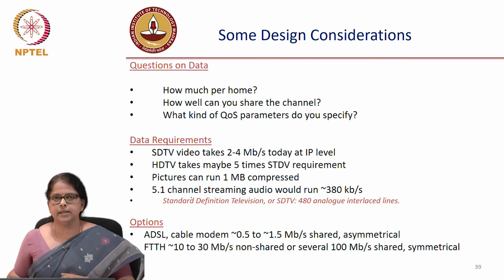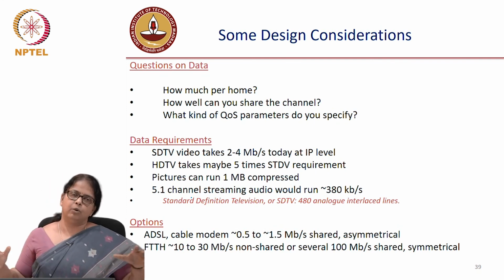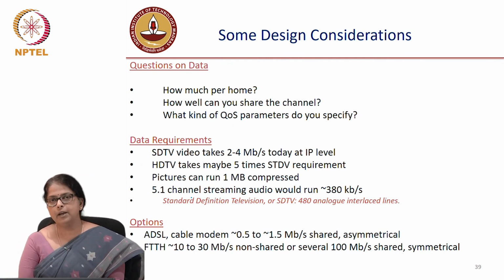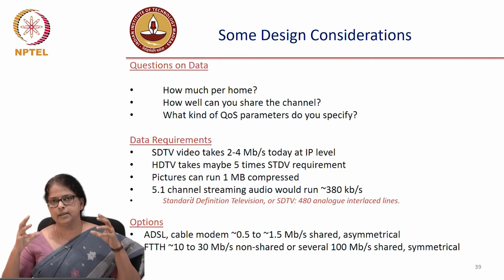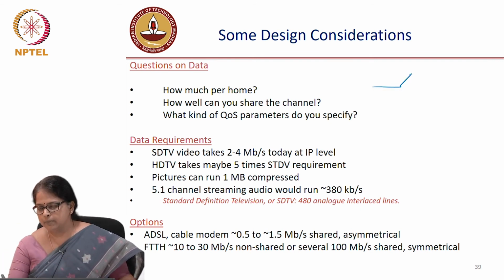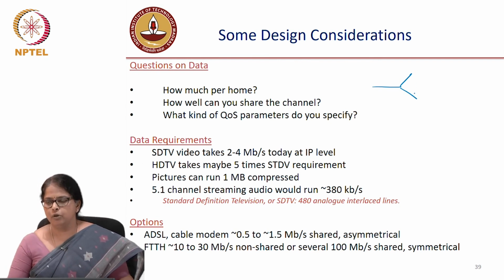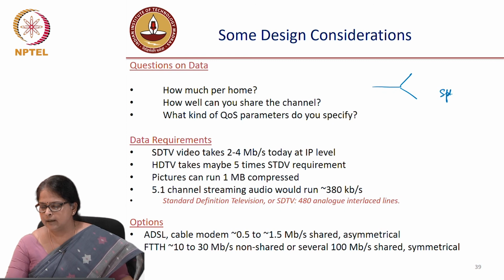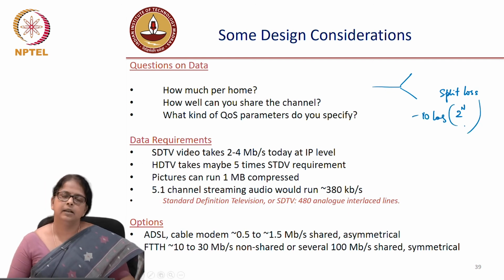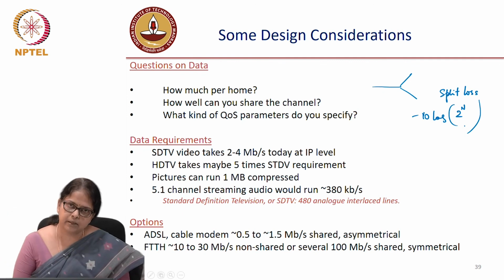What are the design considerations when you try to decide what kind of passive optical network you want to do? You want to see how many homes you want to connect, which decides the split ratio. And you know that when you split by 1/2, there is a 3 dB loss, right? So you can calculate the splitter loss by minus 10 log of 2 raised to n. This will give you the split loss.